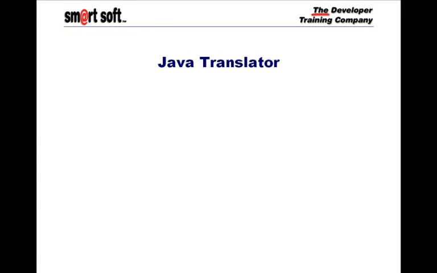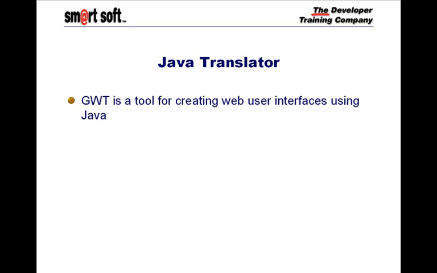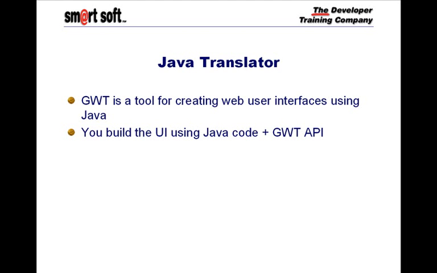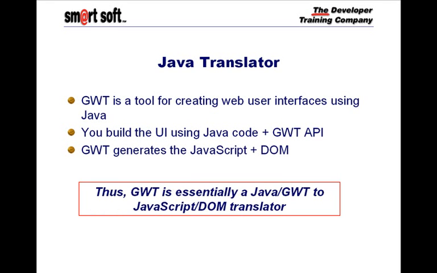So summarizing what we have so far, GWT is a tool for creating web user interfaces using Java. You build the user interface using Java code along with the GWT API, which in theory is a little bit easier to program in than what's actually generated under the covers, and that is the JavaScript plus the DOM. So you code using Java, and GWT generates the JavaScript. Thus, GWT is essentially a Java GWT to JavaScript DOM translator.